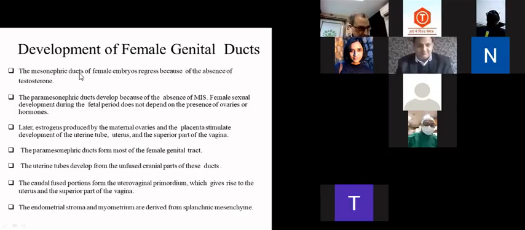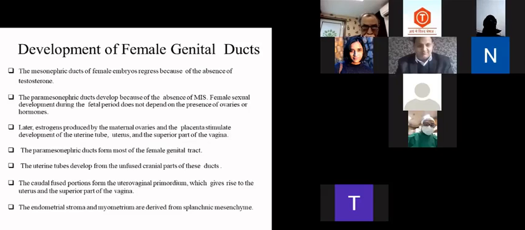The development of female genital ducts: the mesonephric duct of the female embryo regresses because of the absence of testosterone. The paramesonephric duct develops because of the absence of Müllerian inhibiting substance. Female sexual development during the fetal period does not depend on the presence of ovaries or hormones. Later, estrogen produced by the maternal ovaries and the placenta stimulates the development of the uterine tube, uterus, and the superior part of the vagina. The paramesonephric duct forms most of the female genital tract.